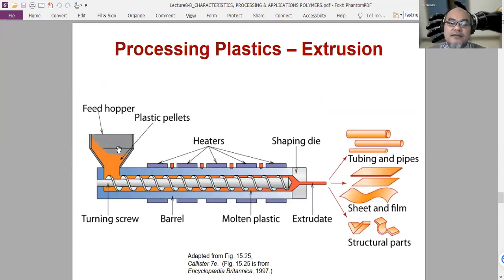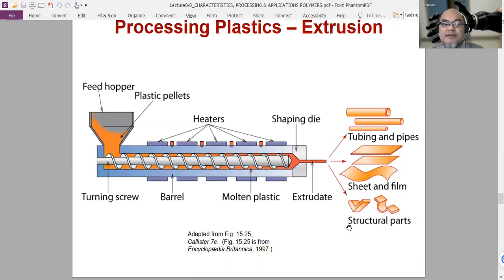Extrusion is similar, but here the plastic pellets are fed through this hopper and then transported using this turning screw. Along this transportation, it is heated so as to melt and then finally shaped in the shaping die and extruded through one hole to form tubing and pipes, or sheets and film, or other structural parts.